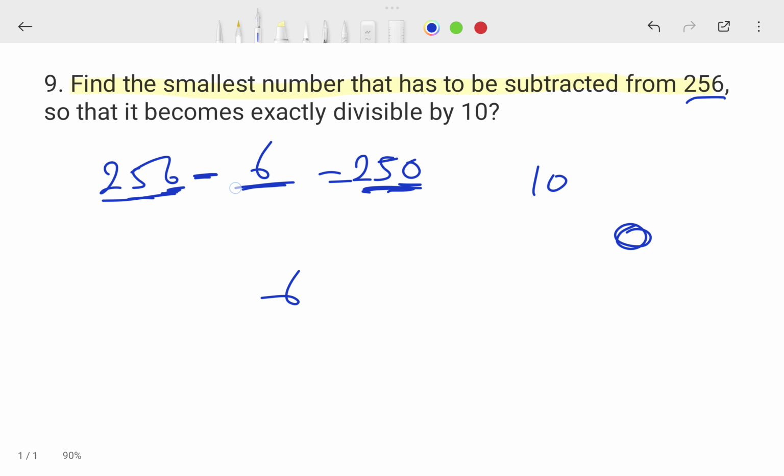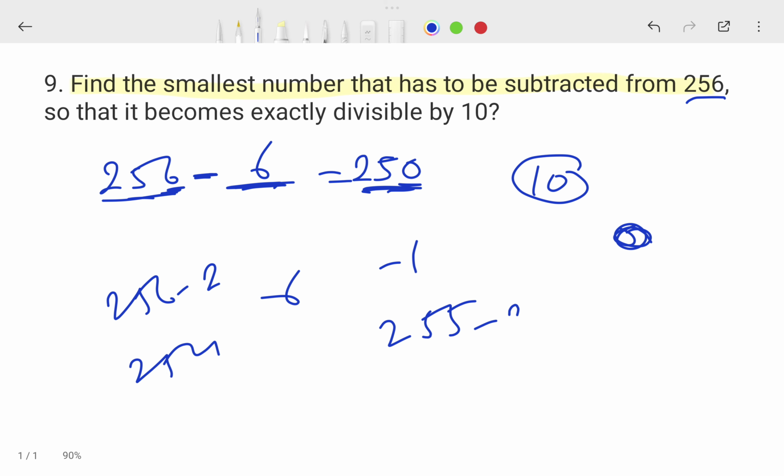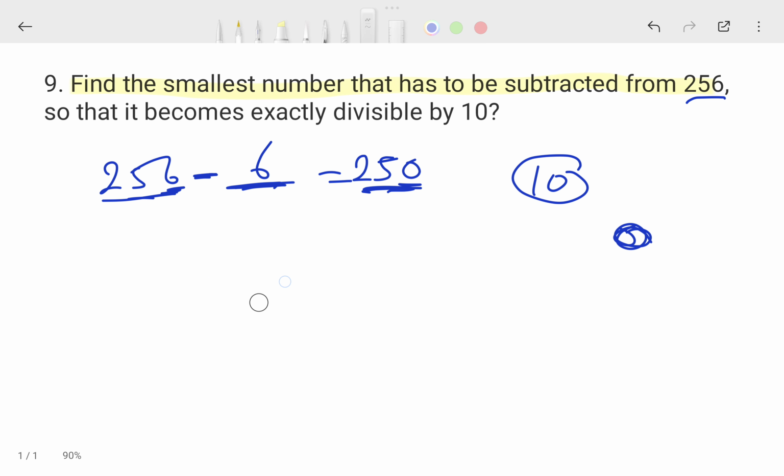It is very simple. In 256 you have to subtract the smallest number that makes it exactly divisible by 10. The last digit, in the 6th place, has to be 0. So what is the smallest number? If you subtract 1, it is going to be 255. It's not possible. If you subtract 2, it is going to be 254. If you subtract 3, it is not possible. If you subtract 5, it is going to be 251. Not possible.